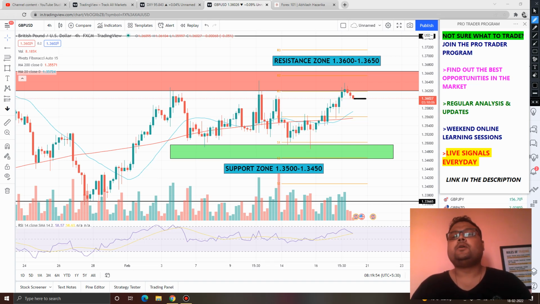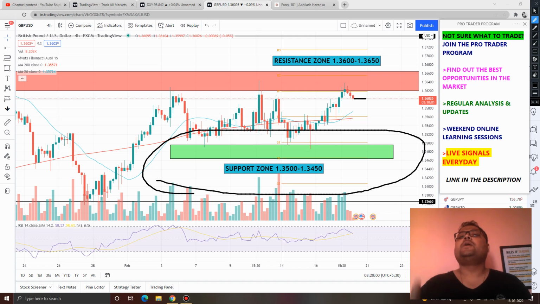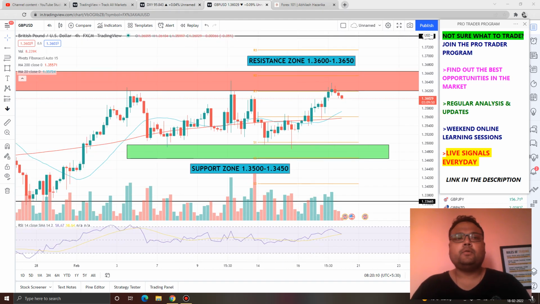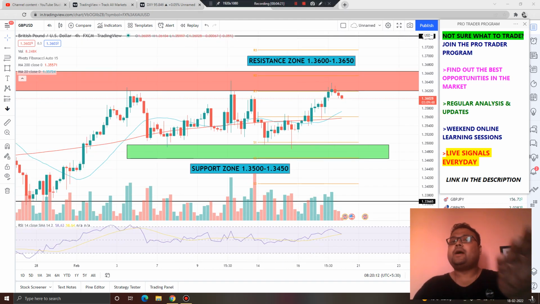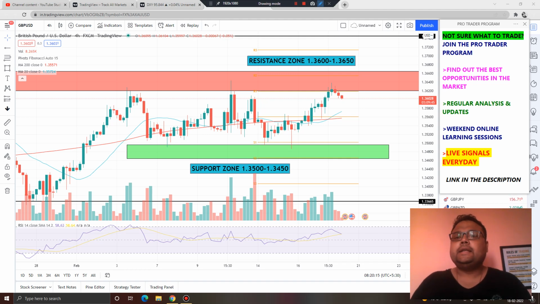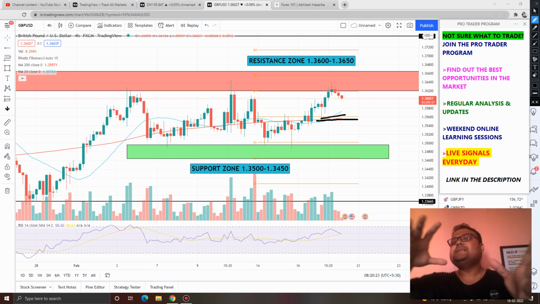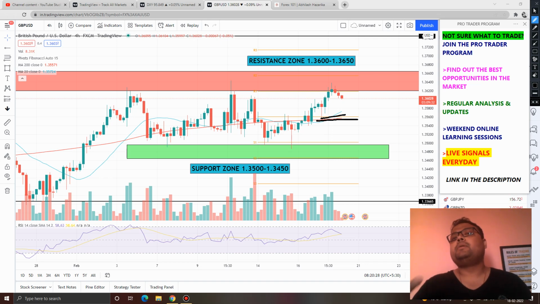Our support zone around 1.3500 to 1.3450 is still a valid level. If you want to take a buy position here, and if you see a proper bounce, you can take a buy position here as well. I would like to add one more thing. If you are an intermediate trader, then yes, you can look for a buy around 1.3550, because there is a minor, temporary support around this level. If you see a proper bounce around this level, you can look for a buy as well.